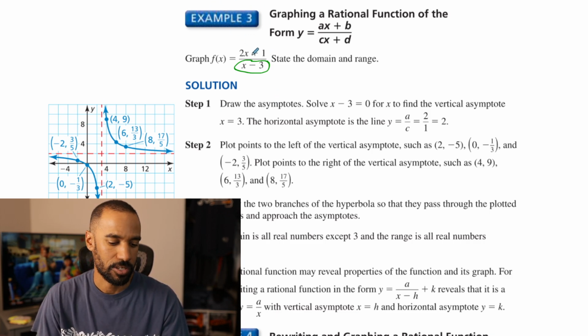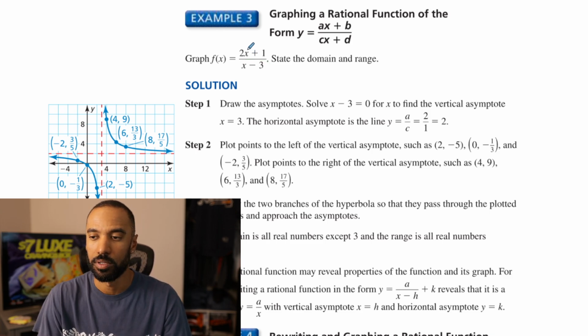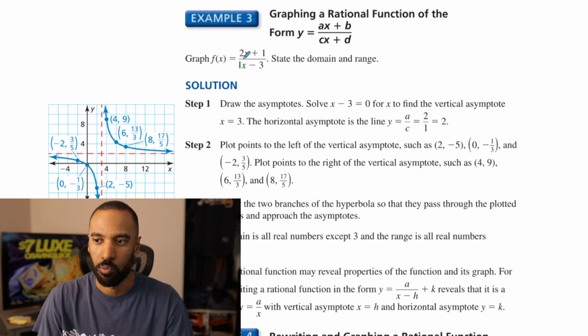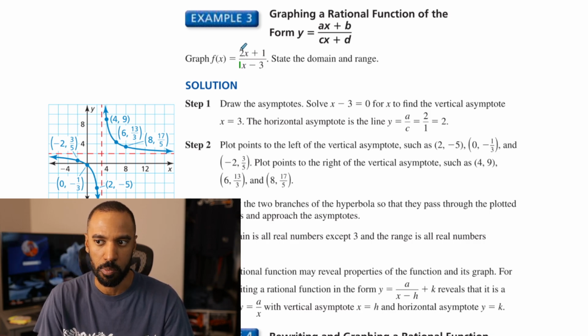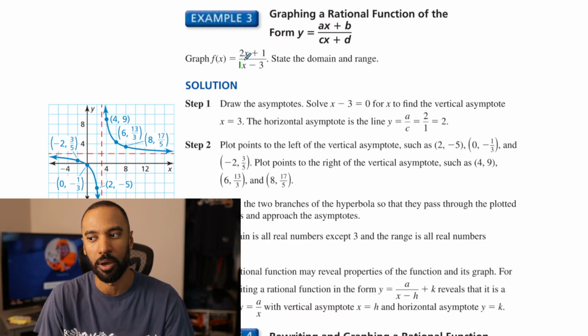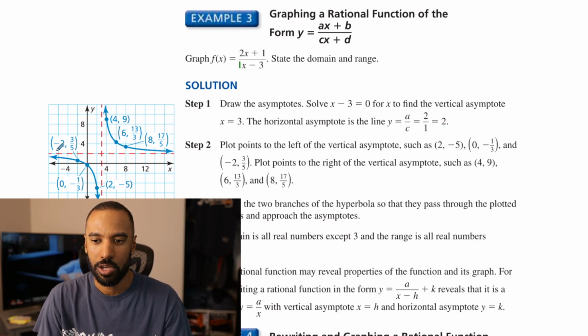The horizontal asymptote is you're dividing 2 by 1. That's because these x's are the same here, and as x gets really large or really small, we get really close to approaching 2 divided by 1. That's 2. So y equals 2 is the horizontal asymptote there.